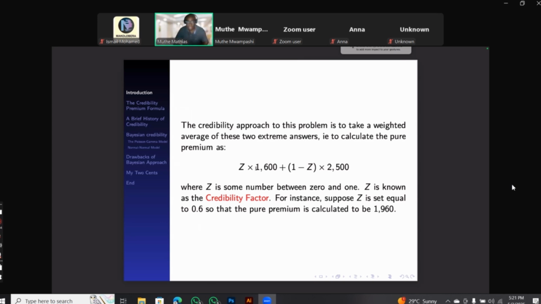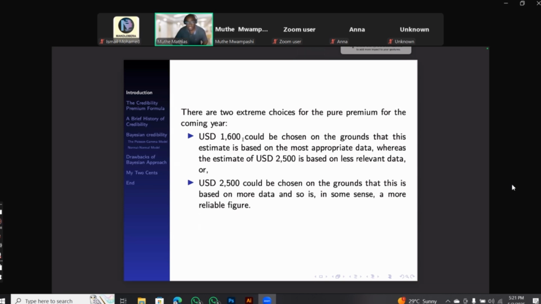So this is just an example, right? This is the data from here. So USD could be chosen on the ground that this estimate is based on the most appropriate data. So this was the data from the company itself. The average cost was around 1,600. And based on the industry, it was around this one here. So the question is, okay, which one should we charge?